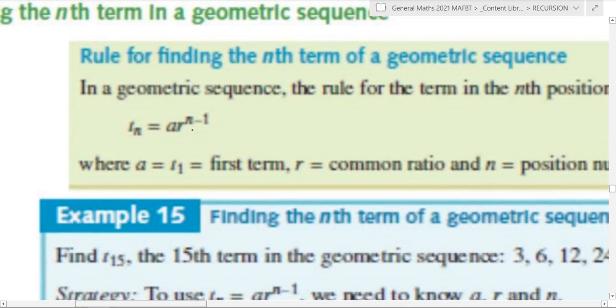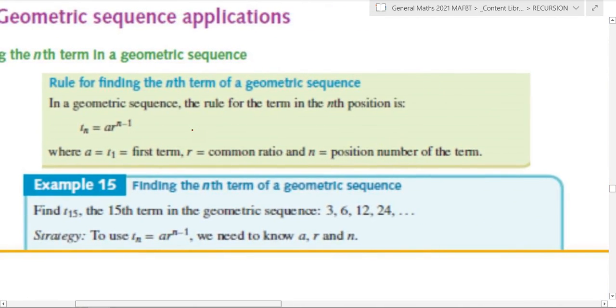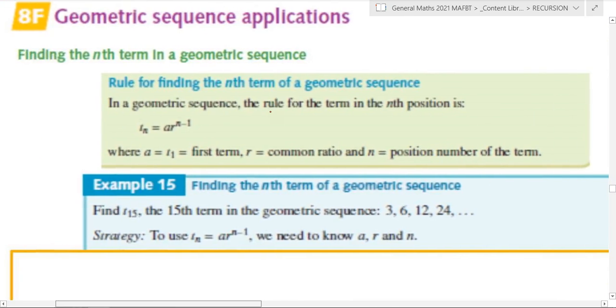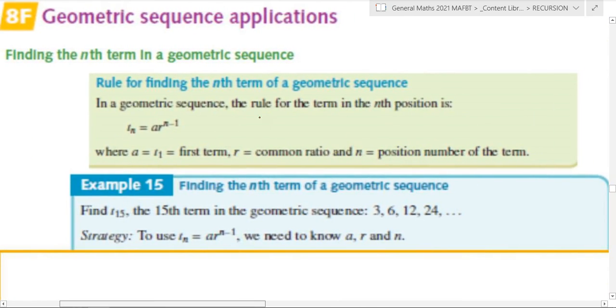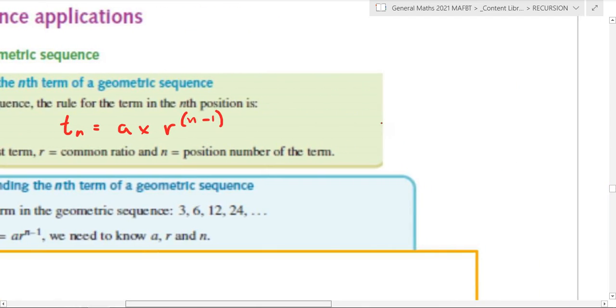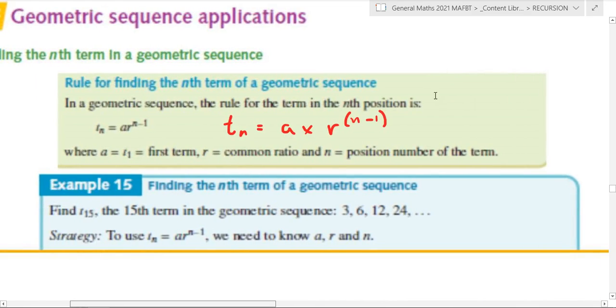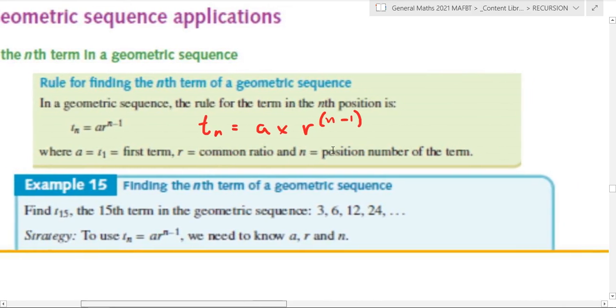So for a geometric sequence, this is the nth term rule for it. I'm going to rewrite this so we can see it clearly, but I would also like you to write this down in the second page of your booklets as a formula and when to use it. The formula is Tn equals A times R to the power of n take away 1. Now, this is not times, it's to the power of. On your calculator, the power of button is the one with a square with an arrow pointing upwards. That's the power button.